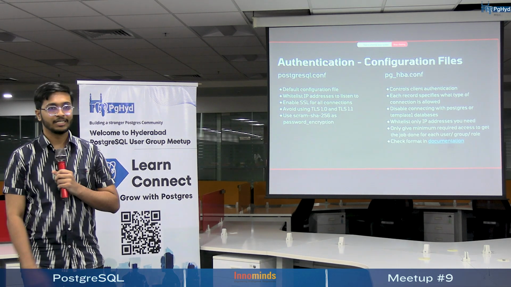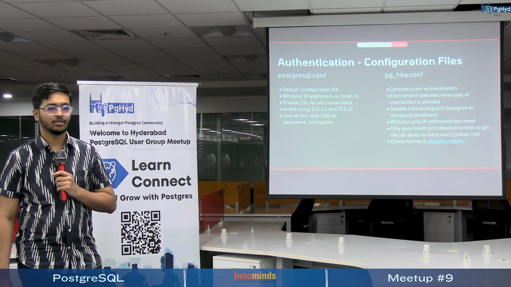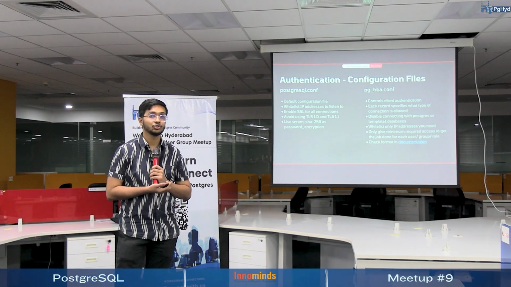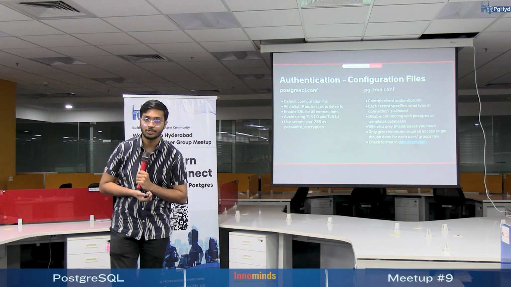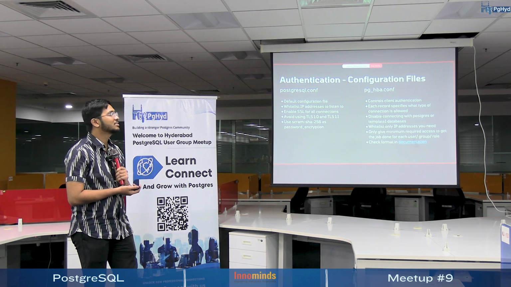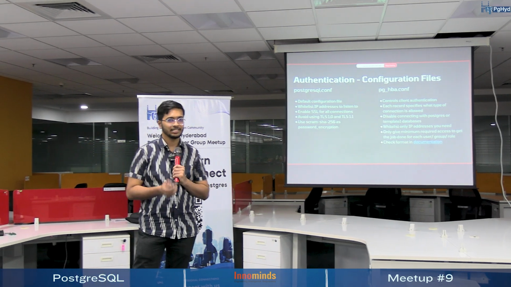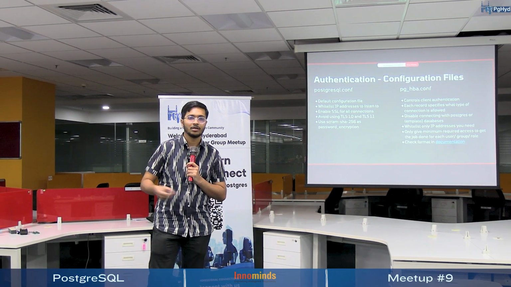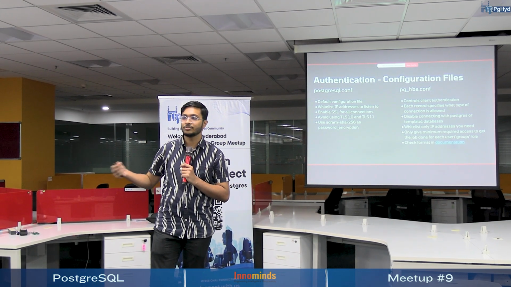Both of these files have very different functions. postgresql.conf is the default configuration file, but it still contains information that you should definitely look at when you're thinking about security. For example, this is the place where you tell PostgreSQL what origins you're going to listen to, what addresses it can listen to. That's the first thing.